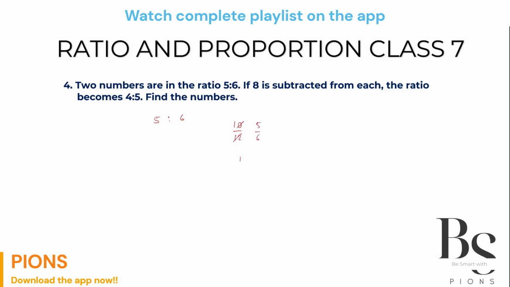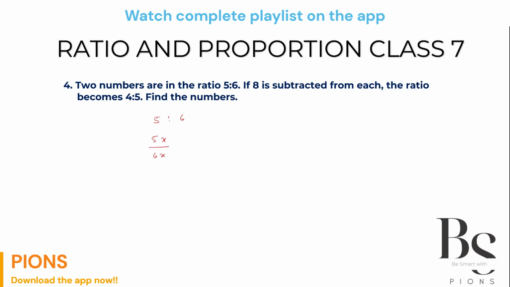Or maybe my numbers are 15:18. Again, if I cut them, I'll get 5:6 only. So we don't know what our actual numbers are, right? We simply know the ratio in which they are given. The ratio is 5:6. So maybe I am writing the first number as 5 times x. Then the second number will be 6 times x. And this is our ratio.